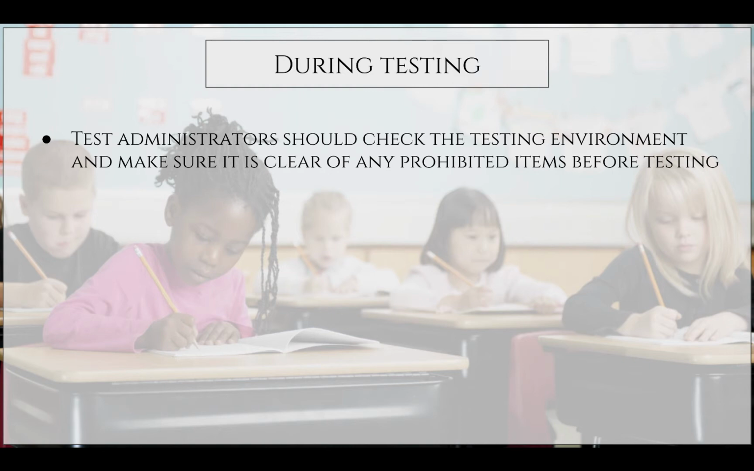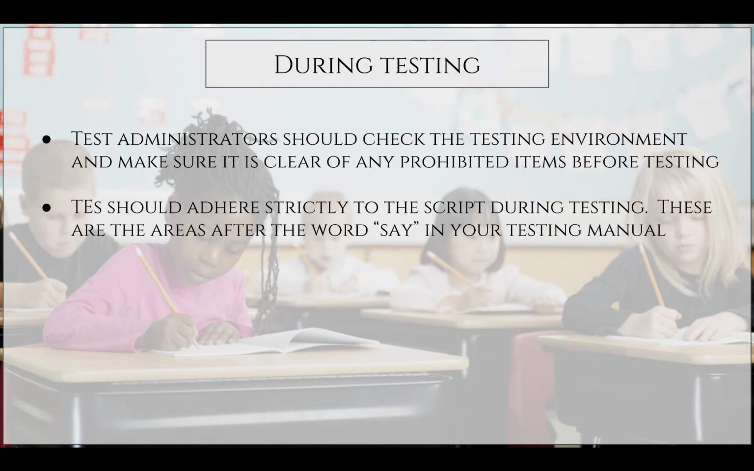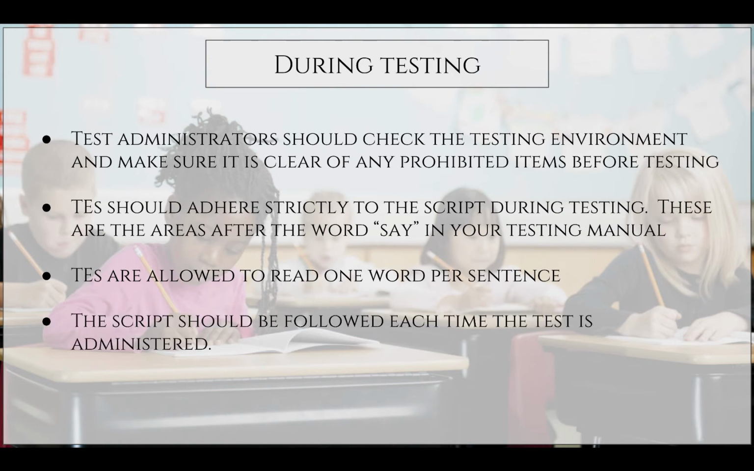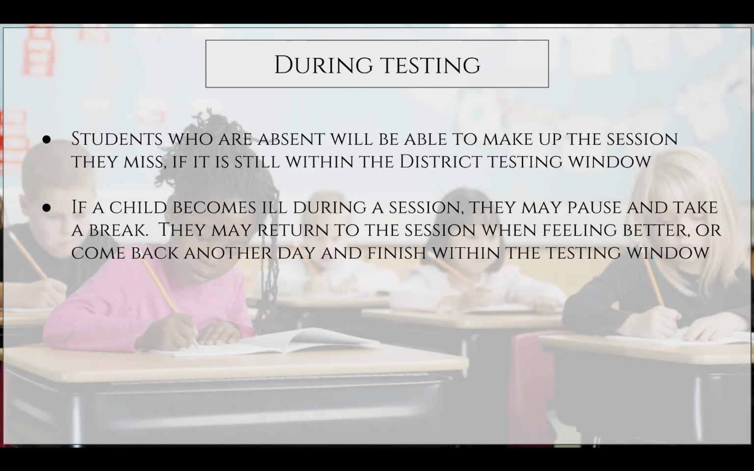During testing, test administrators should check the testing environment and make sure it is clear of any prohibited items before testing. This includes any items that may be hung on the walls that are prohibited during testing. Test examiners should adhere strictly to the script during testing. These are the areas after the word "say" in your testing manual. Testing examiners are allowed to read one word per sentence, but other than that should adhere strictly to the script. The script should be followed each time the test is administered.